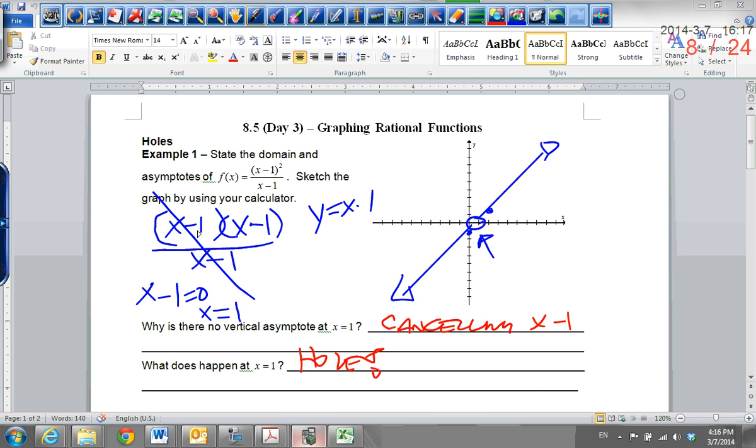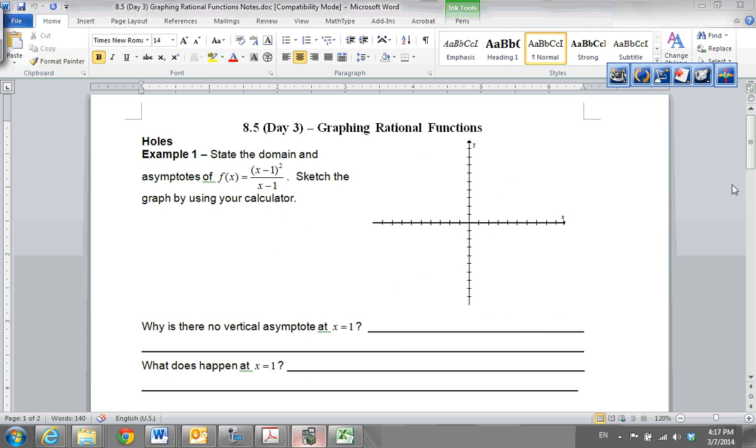Alright, so anytime you have anything that cancels out, if you have x plus 3 and x plus 3 on top and bottom, those cancel out, and we'd have a hole at negative 3, or wherever that graph is at that particular place. Okay? Alright, the next thing is slant asymptotes.